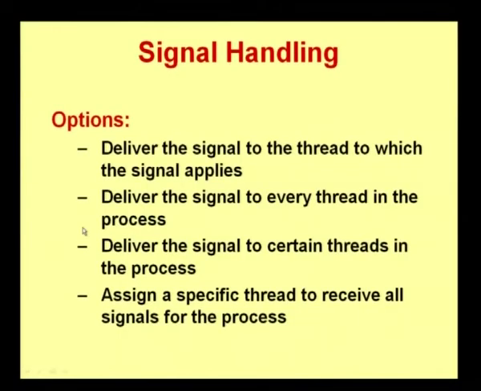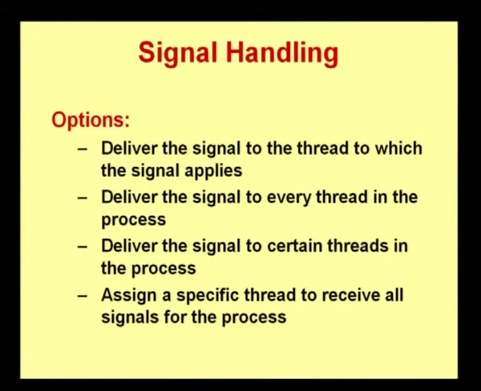What it does is, that signal is passed through the thread where you are working, whatever you were working with. It passes through the thread and immediately saves the locality. That is said to be one of the options. The other options are: deliver the signal to every thread in the process, and deliver the signal to certain threads in a process. These are the different conditions.